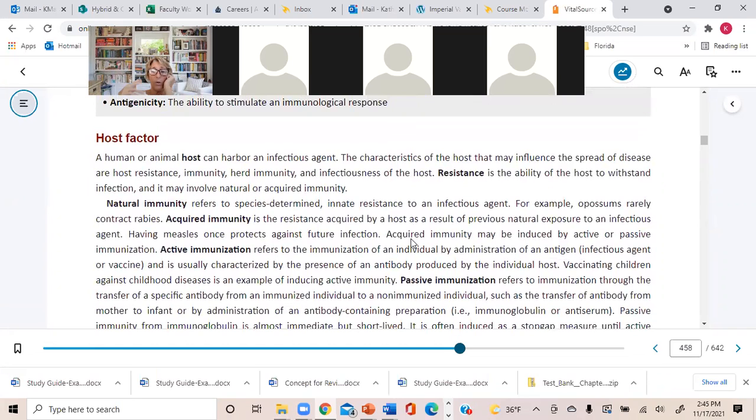What is the agent? The agent is the infection. So say it's COVID. The agent is COVID. Who's the host? Us. And what kinds of factors in the environment may determine how the agent and the host react?